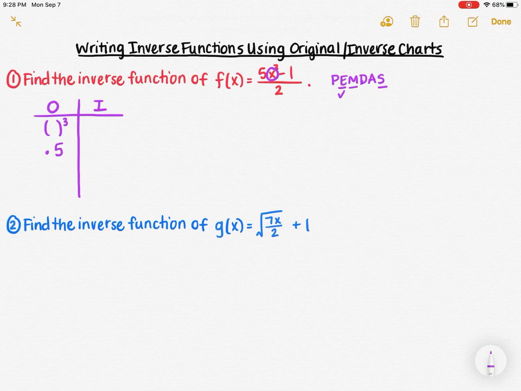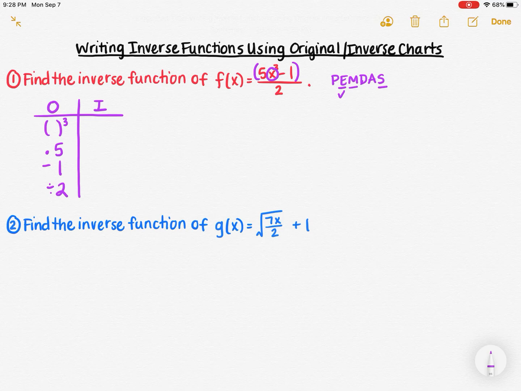Now I'm either subtracting 1 next or dividing by 2. Even though we don't have parentheses, whenever we have something like 5x cubed minus 1, the whole thing is being divided by 2. That means we can always think of whatever's on top as having its own set of parentheses. I'm always going to finish what's in my numerator before I move on to the division. So I am going to subtract 1 next, and then finally, the last step is dividing by 2. So I've listed all of that on my original side.